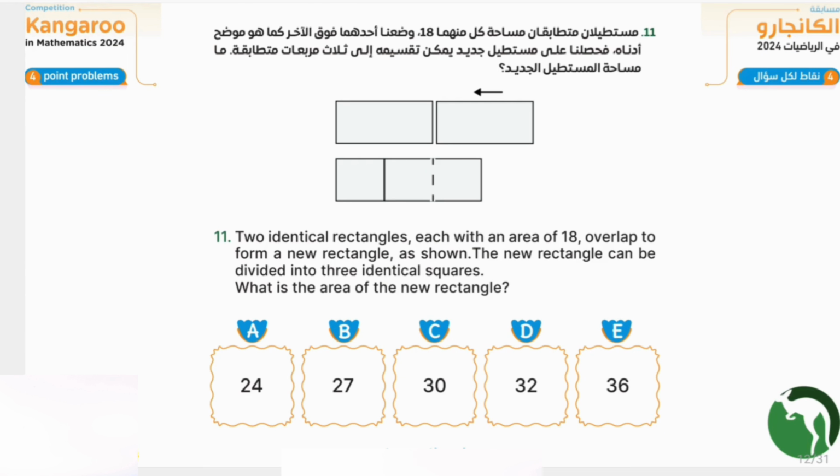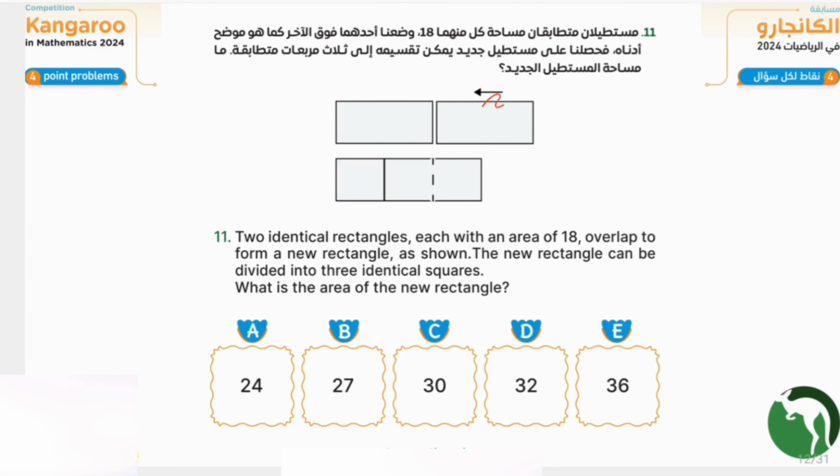Okay, in question number 11, we have two identical rectangles, each with an area of 18, overlap to form a new rectangle as shown. The new rectangle can be divided into three identical squares. What is the area of the new rectangle?